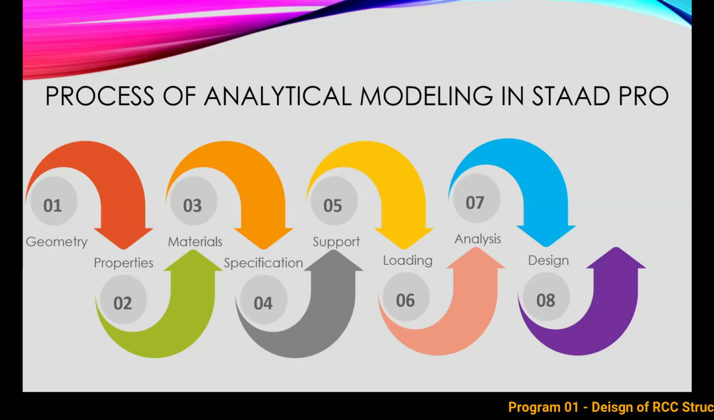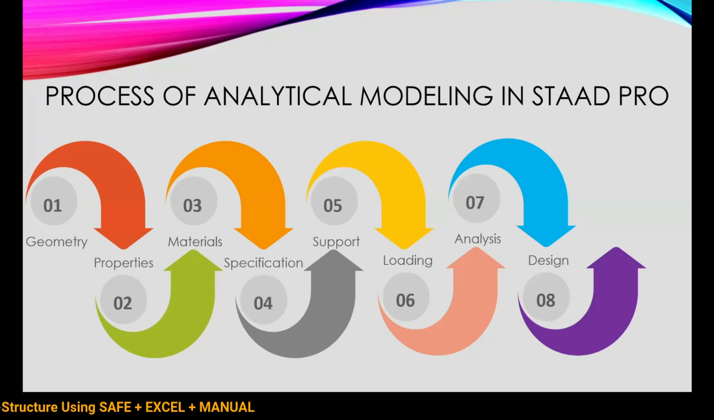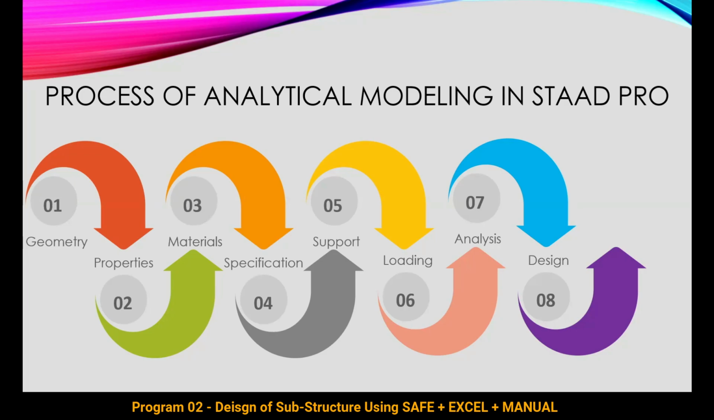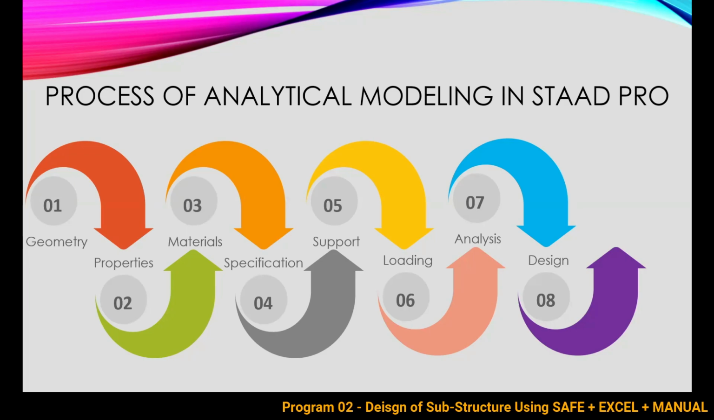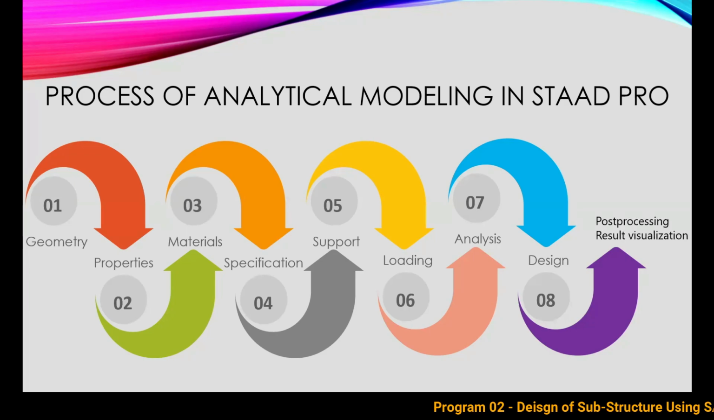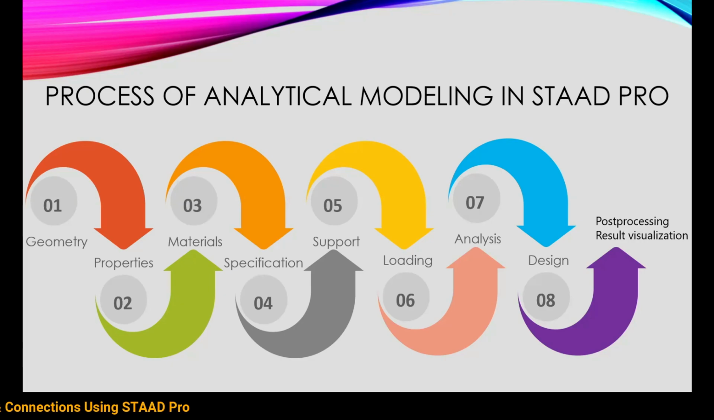So based on the codes, we will design the elements and check whether they are safe or not, whether they are passing in strength and serviceability criteria or not. So this is under design, and then we can finalize the cross sections of our members and location of the members. So this is part of the design. Final is the post processing. That means all the steps are complete, and finally we have to present the result to our client. So that comes under post processing, that is the result visualization.